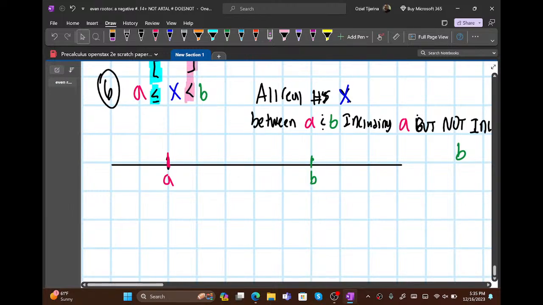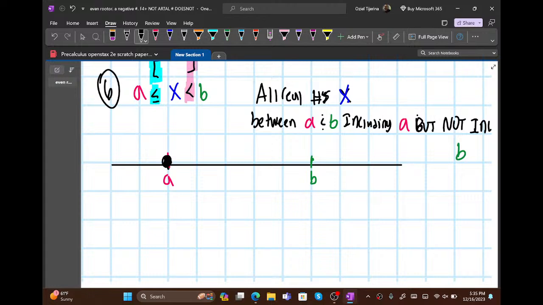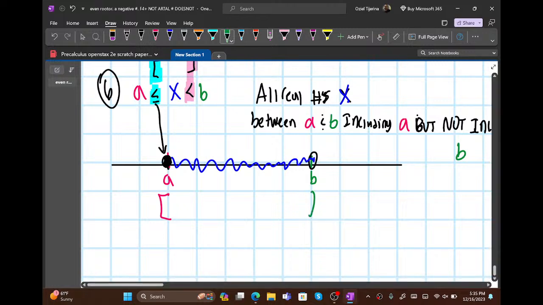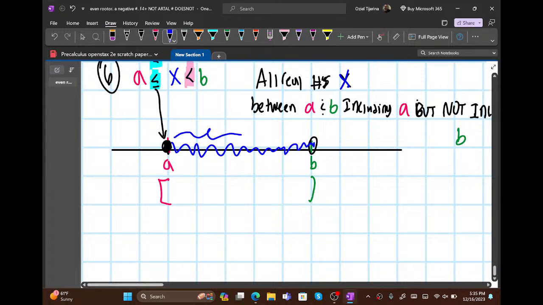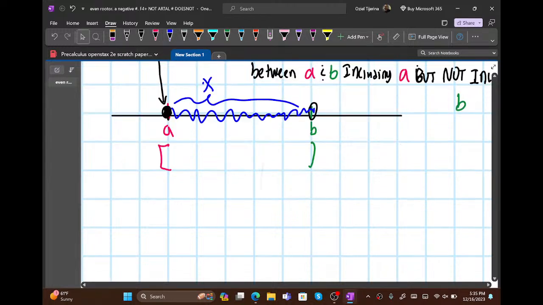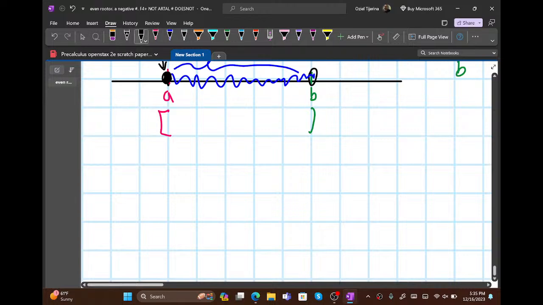So we're going to put a closed dot here. That represents this part. And then we're going to put an open dot at b. We're going to put all the real numbers that are between a and b, where a is included but not b. So we know that if a is included, it's a bracket, and if b is not included, it's going to be a parentheses. So in interval notation, the blue squiggly line represents my x values between a and b.